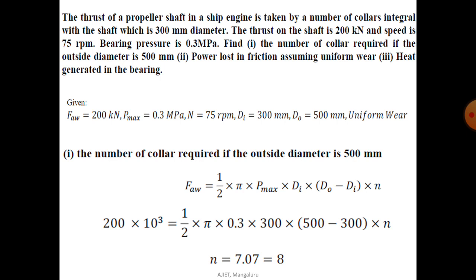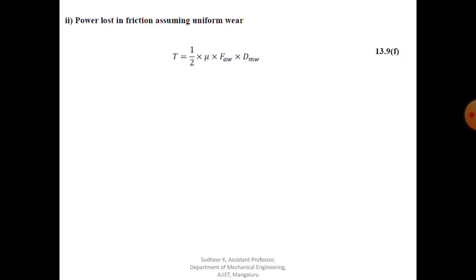Now the second question, you have to find out the power lost. To find the power lost, first you have to find the torque transmitted by the bearing. For that purpose, you have to use the expression 13.9e from your book. 13.9f is with respect to clutches by considering the number of pairs, so that will be different. So for this purpose you have to use 13.9e.